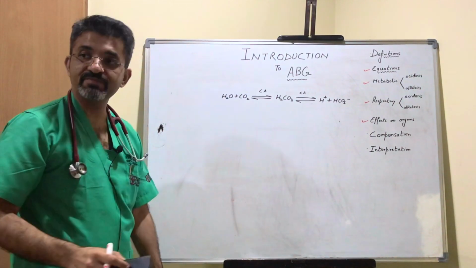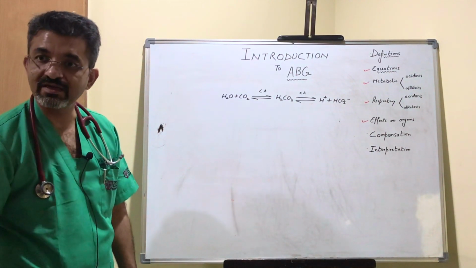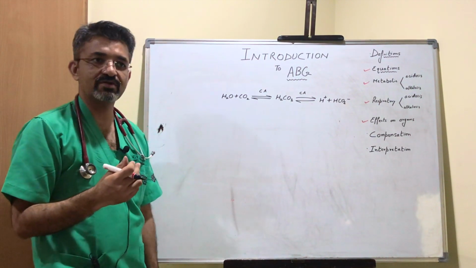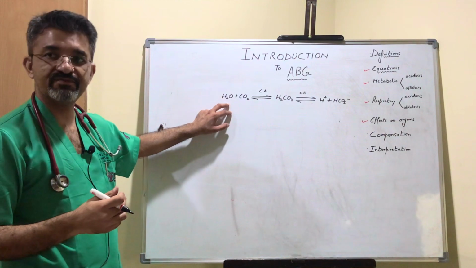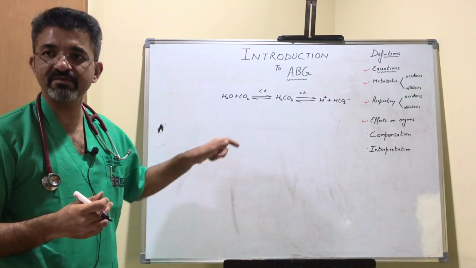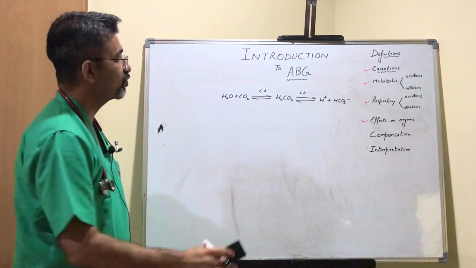Our lungs also compensate by ventilating. So lung compensation is also fast compensation. So blood buffers and lung compensation are fast compensators, whereas renal buffer or kidney buffer is a slow compensator.